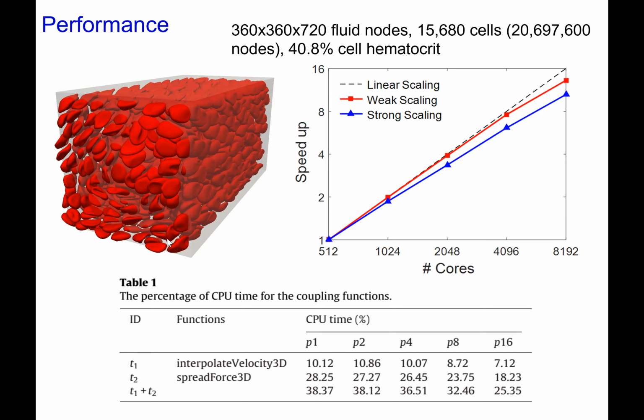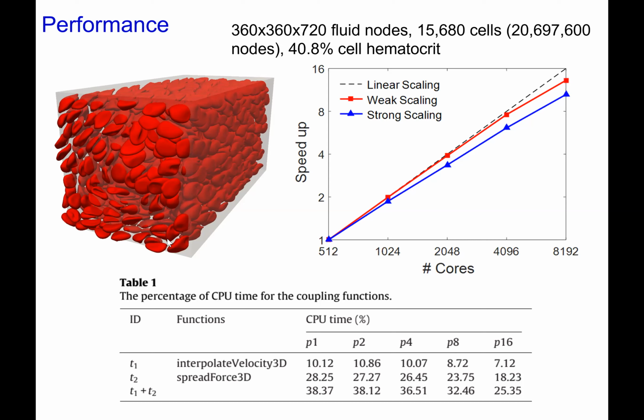So those are two different mechanisms to measure the performance of any high performance computing code. The table also shows how much time is spent on the inverse boundary algorithm, how much time is spent on the interpolation, how much time is spent on the spreading force.